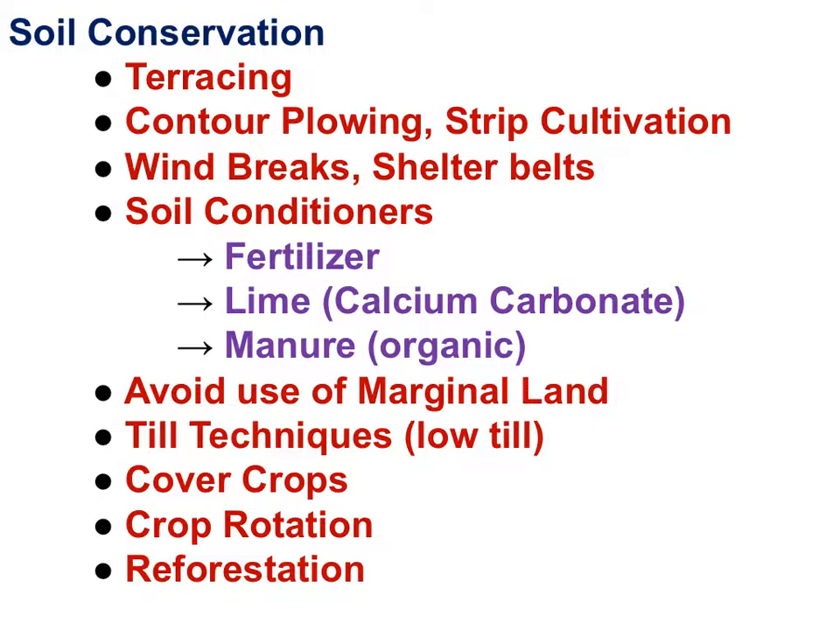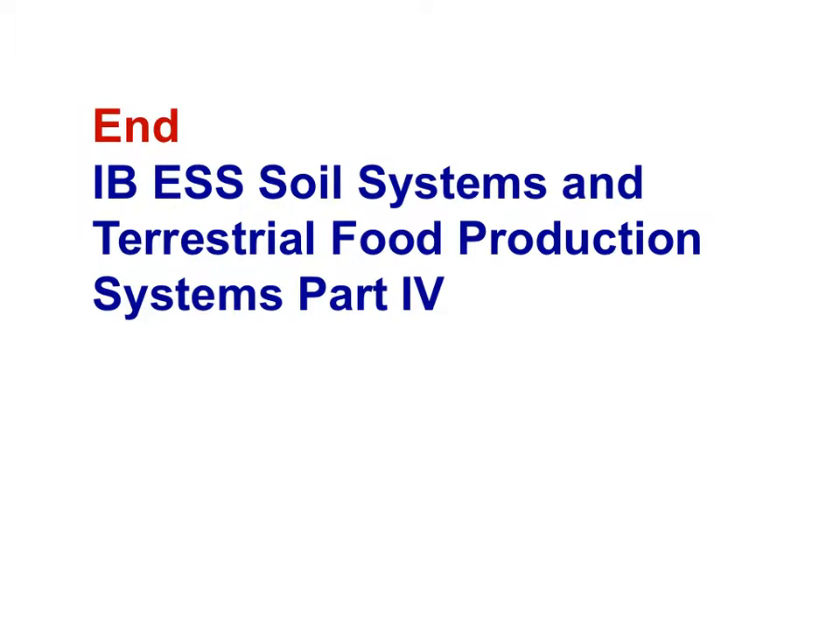In this movie, I've covered terracing, contour plowing, windbreaks, and soil conditioners. And in Part 5, I will examine the cultivation techniques of avoiding the use of marginal lands, some till techniques, cover crops, crop rotation, and reforestation. And that brings us to the end of IBESS Soil and Terrestrial Food Production, Part 4.